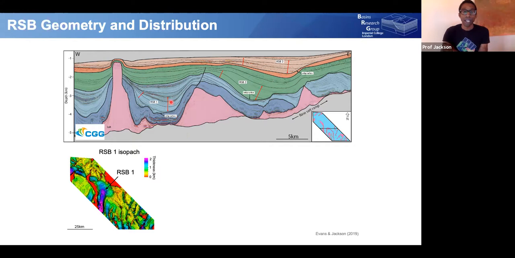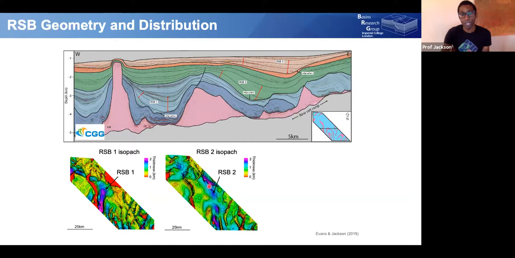Thick is purple, red is thin, and we can see Ramp-Syncline Basin 1, north trending, about 5 kilometres wide and about 25 kilometres long. And remember, that's actually quite oblique to that northwest-southeast striking base salt ramp here. So this is sitting at quite an angle to that. If we look at Ramp-Syncline Basin 2, this is an isochron of this basin, through here. It's almost 50 kilometres long, similar width to Ramp-Syncline Basin 1, and slightly less oblique to that base salt ramp. I'll come back and show you another image of that in a moment.